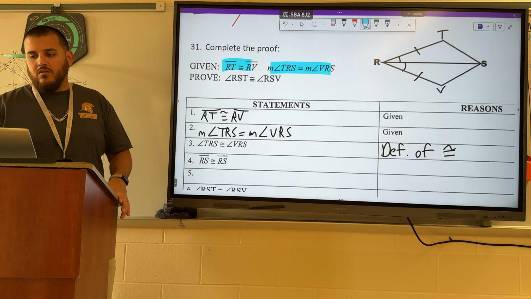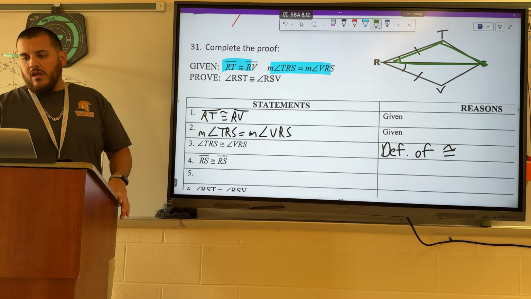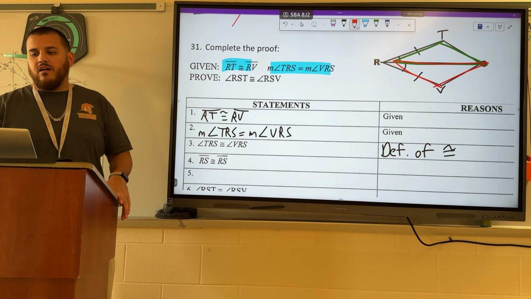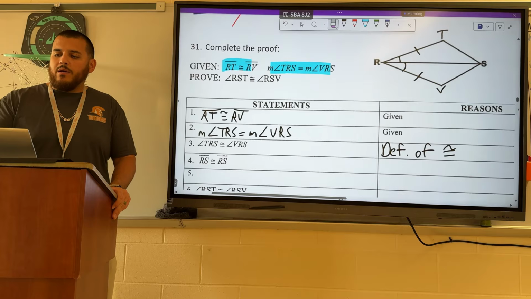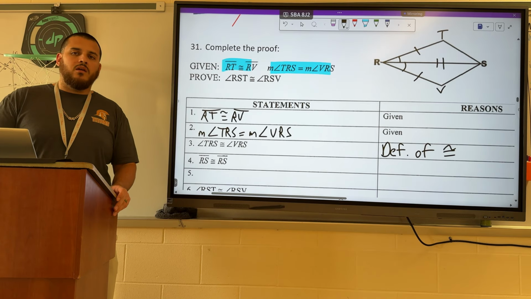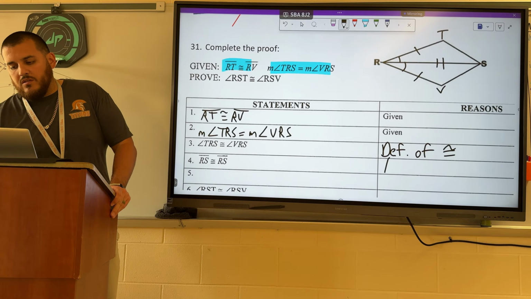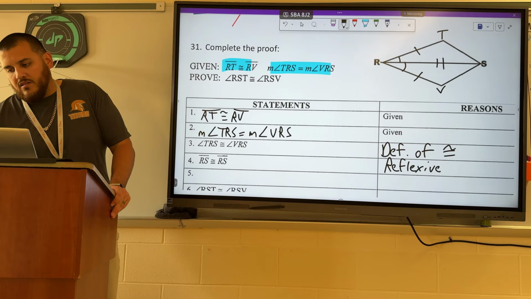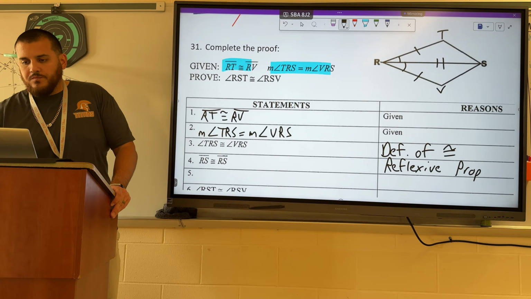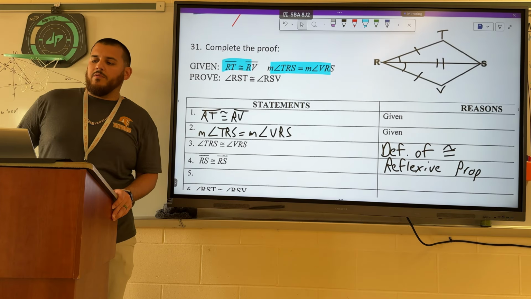Notice both triangles, this one and this one, have a side RS. It's a shared side by both. We're responsible for knowing that that is congruent sides for both triangles. We call that specifically the reflexive property. Anytime we say something is congruent to itself, we are using the reflexive property.